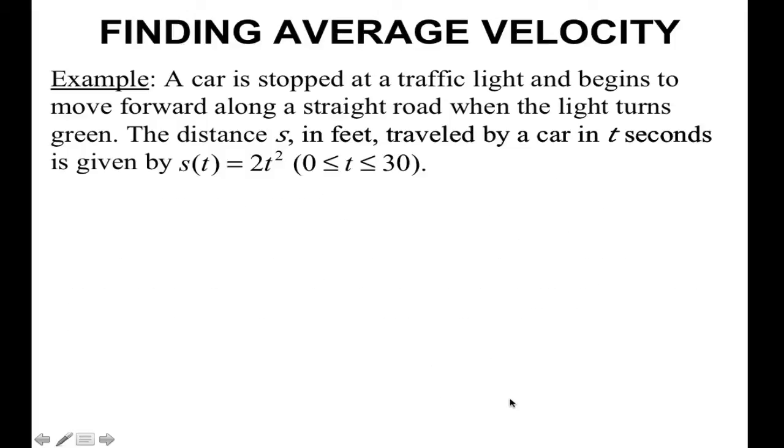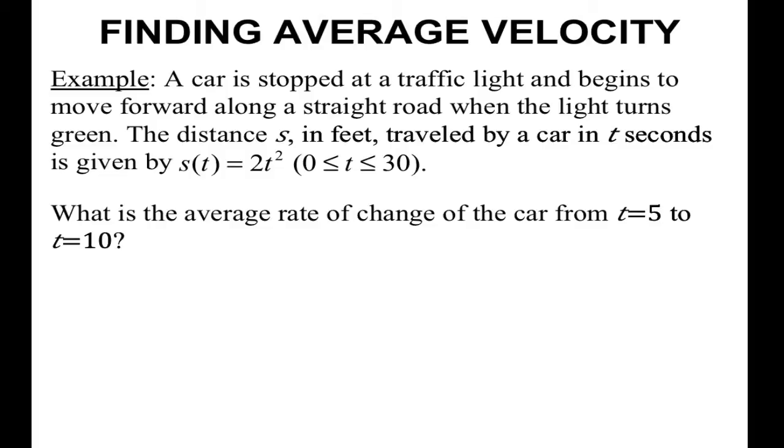So when we're finding average velocity, we're going to use a car example, sort of similar to when you guys did the 20-minute ride car problem. But the difference here is that you're given an actual equation for our distance. So we have a car stopped at a traffic light and begins to move forward along a straight road when the light turns green. The distance s in feet traveled by a car in t seconds is given by s of t equals 2 times t squared, where t is between 0 and 30.